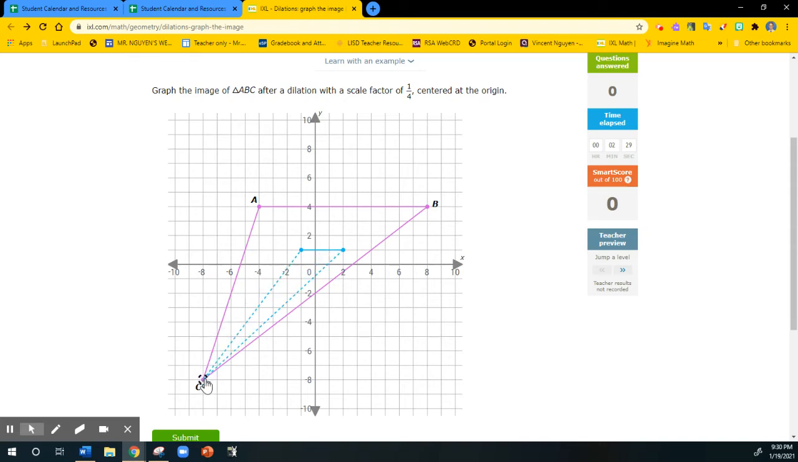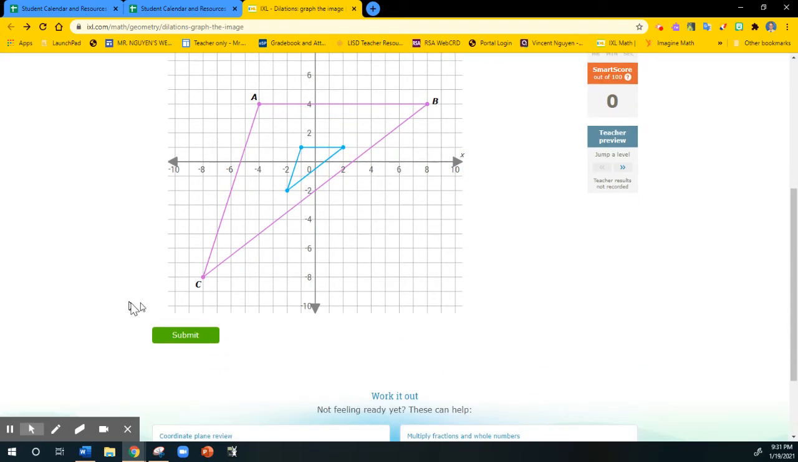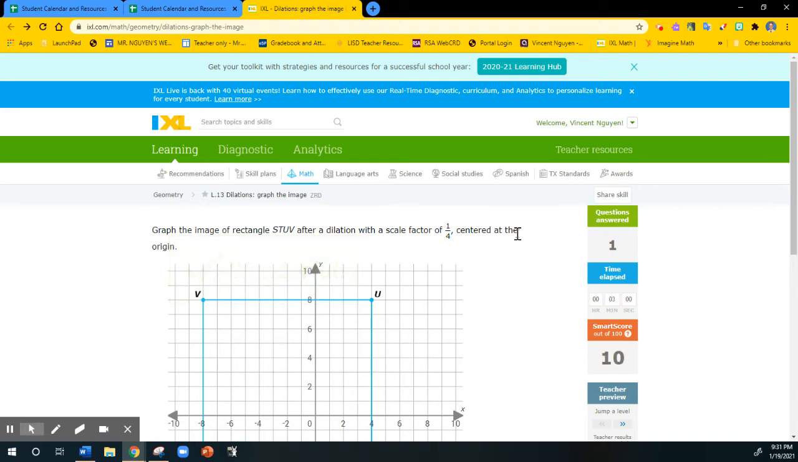Now let's look at C. Always go on x first. X is -8, so it's going to end up at -2, because -8 divided by 4 is -2. And y is -8, so it's also going to end up at -2. So I'm going to end up right there. So that is my reduction, the smaller triangle with the dilation at the origin. So submit. Ta-da. Very cool.